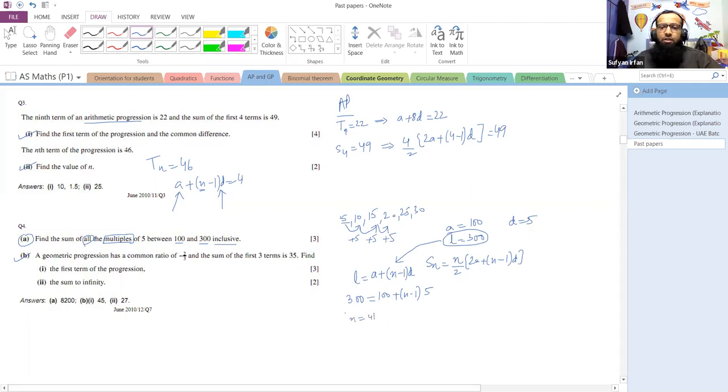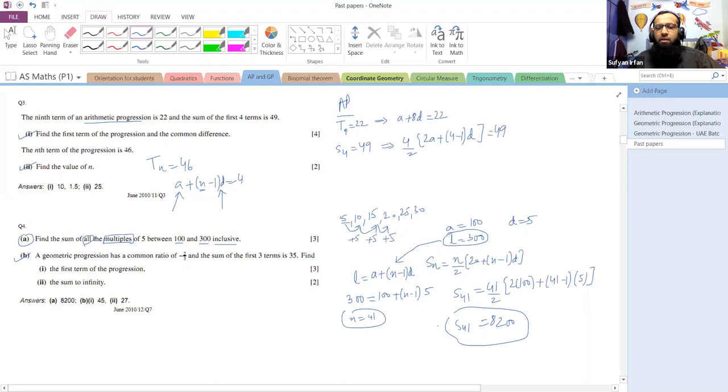Now when n is 41, and if you have to find the sum of 41 terms, then it would be 41 upon 2, 2a plus 41 minus 1 into d, which is 5. And here we can find the answer. 2 into 100 plus 40 into 5, multiplied by 41 divided by 2. The answer is 8200. Sum of 41 terms is 8200.